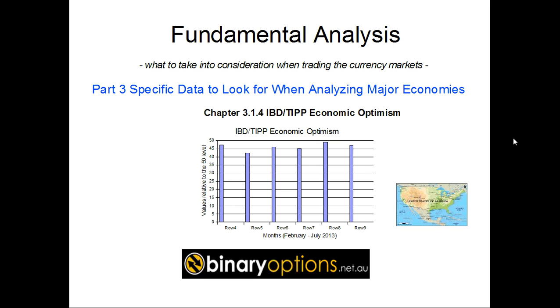Still on the third part, specific data to look for when analyzing major economies, and we've ended the last recording with chapter 3.1.4, the IBD tip, economic optimism. Just a short review of economic optimism and what it means.